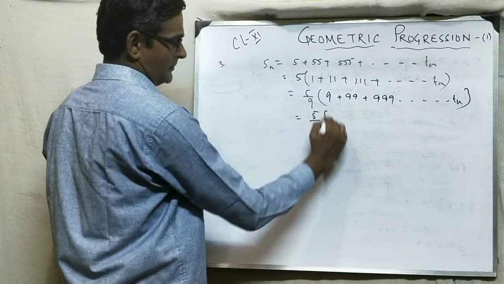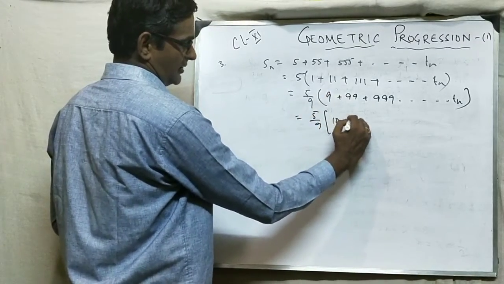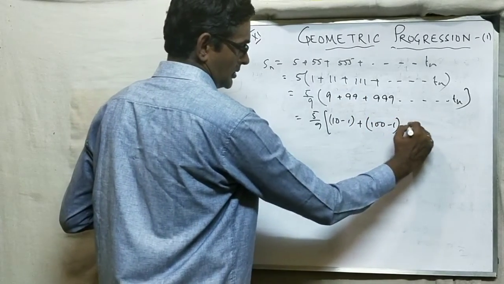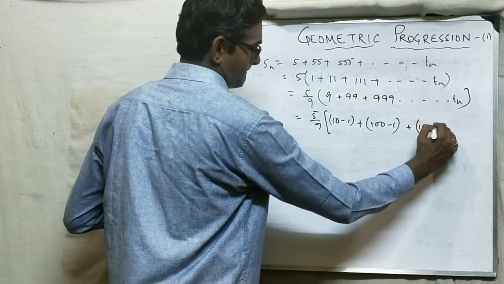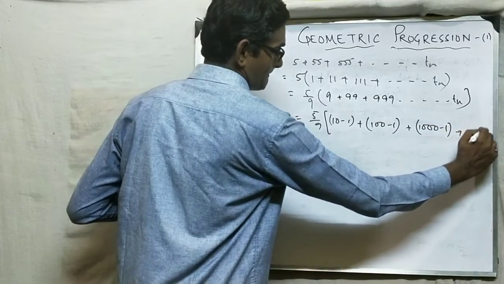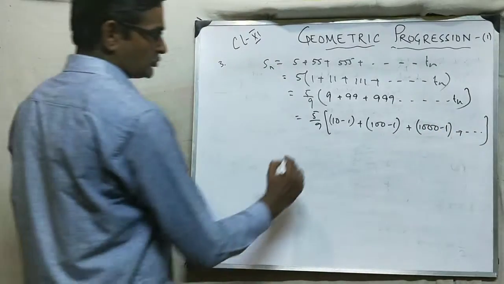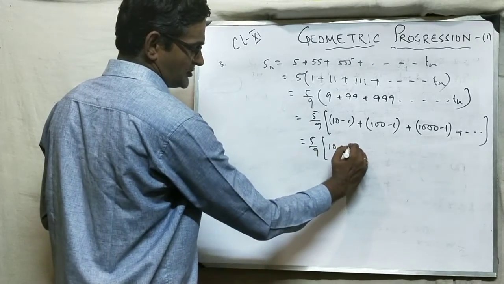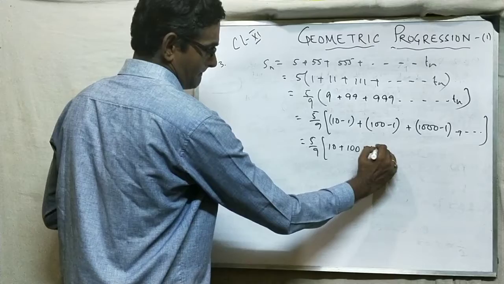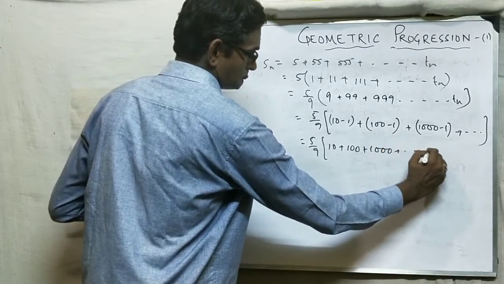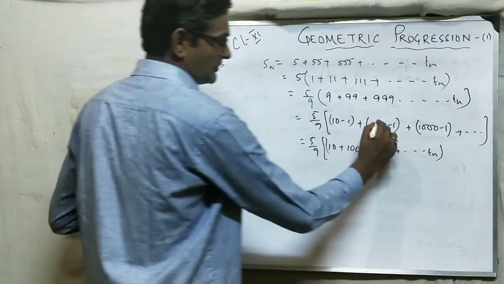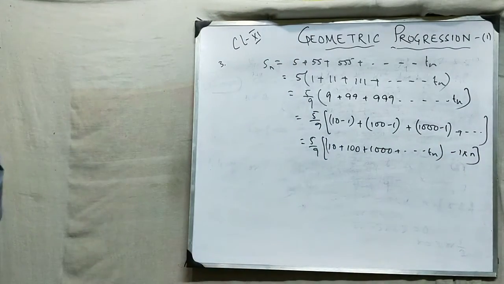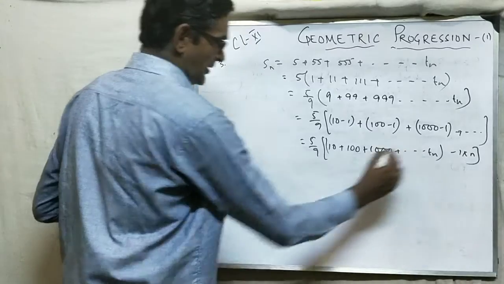So 5 by 9, in place of 9 you write 10 minus 1. In place of 99 you write 100 minus 1. In place of 999 you write 1000 minus 1. Okay. So this will give what? Here we will get a GP, and minus 1 minus 1 minus 1 will give minus 1 into n. Now this is a GP.